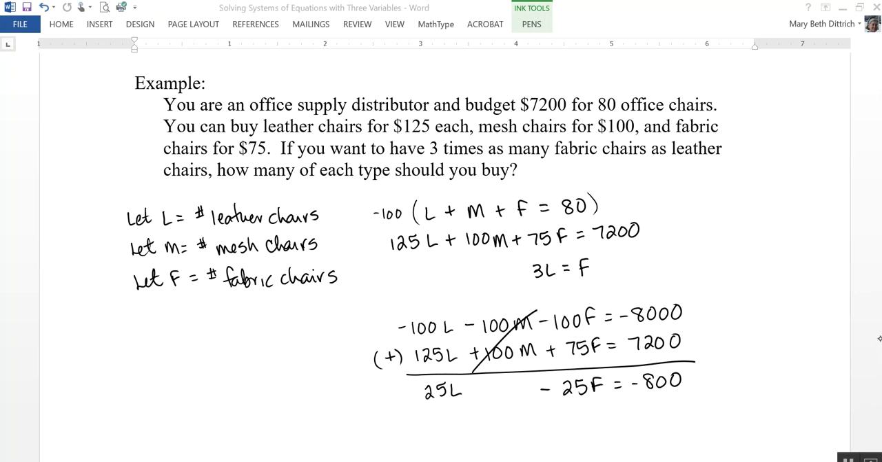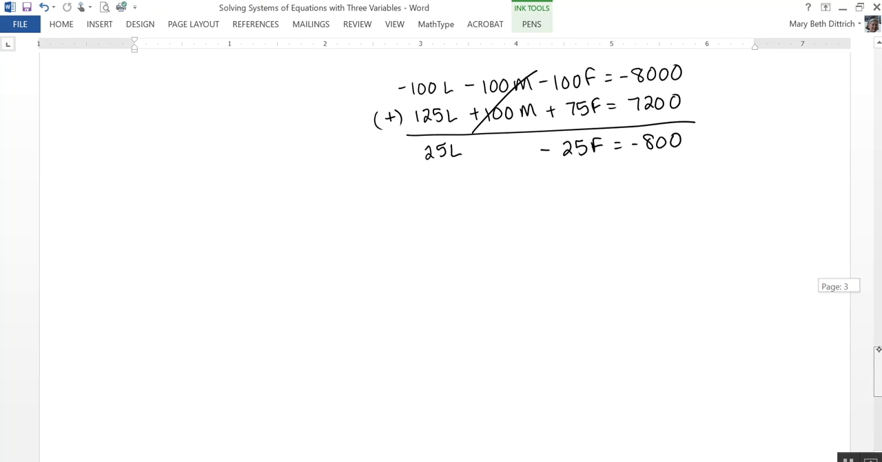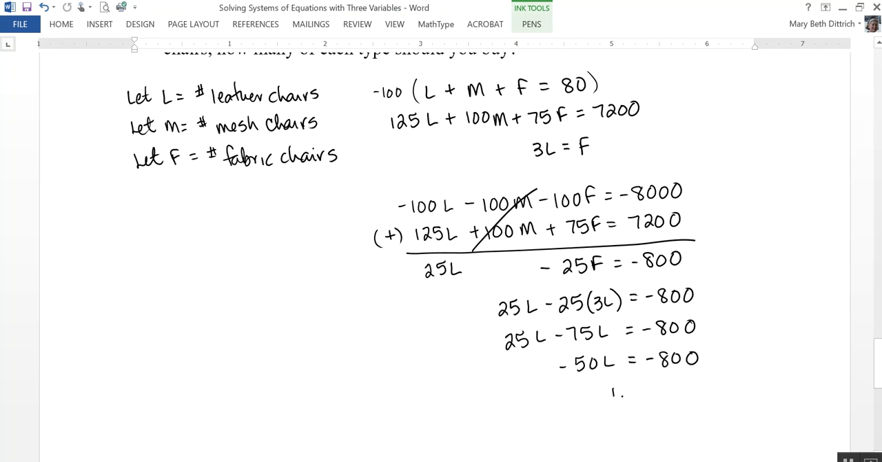Since I know that F is equal to 3L, I'm going to go ahead and substitute that in here. Minus 25 times F, which is 3L, equals -800. And now I have one equation with an L. So 25L minus 75L equals -800. -50L equals -800. So L is equal to 16.